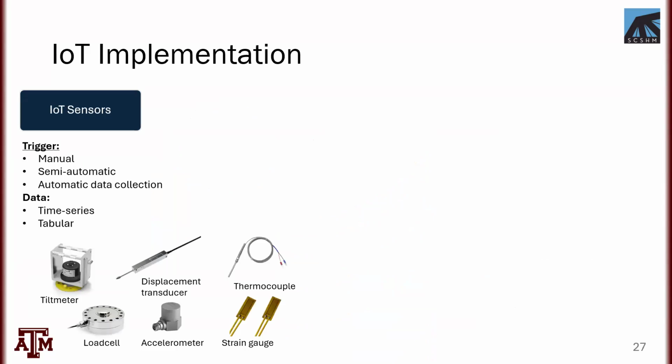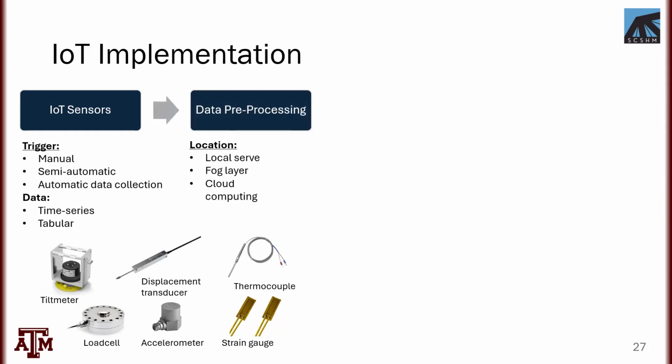So the way IoT implementation works is you obviously have your IoT sensors: strain gauges, tilt meters, accelerometers, load cells, all the things that generate your time series and tabular data. Those can be triggered manually or in an automated manner. You can then pre-process them. You can have your local servers. You can have your fog layer, which is like your edge device or like your low latency sensors. And then we can have cloud computing. These are all things that basically filter your data sets, compress your data sets, crop, align, synchronize your data sets.